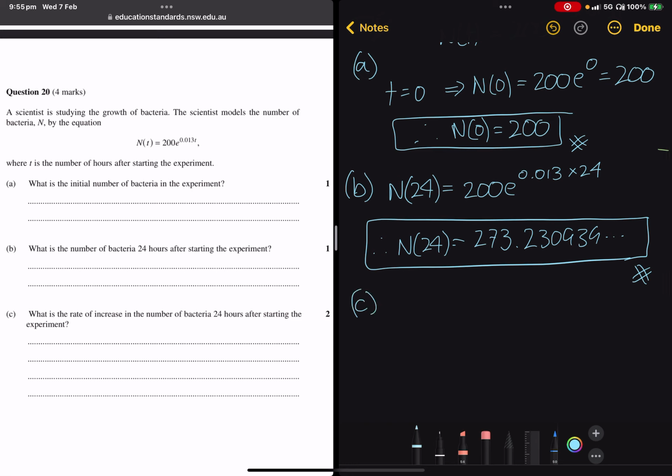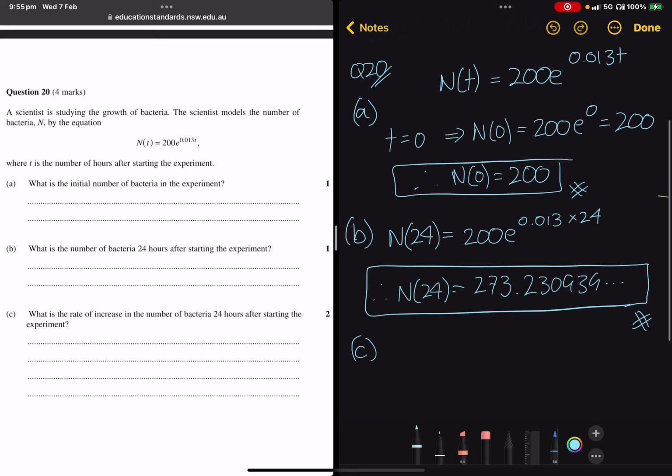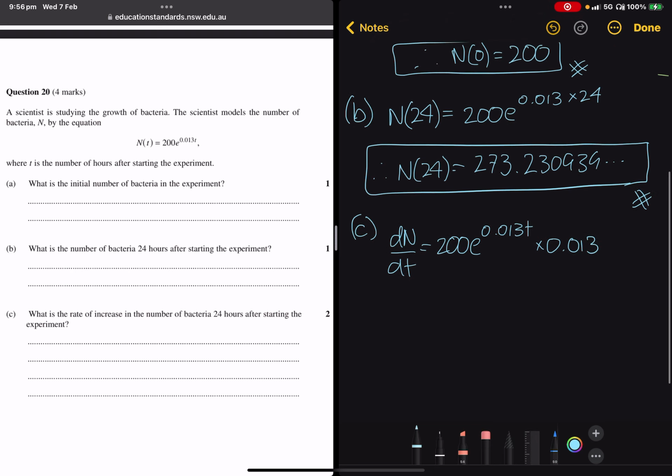And now part C. What is the rate of increase in the number of bacteria 24 hours after starting the experiment? Whenever you're asked for rate of change, it is almost always the derivative. So we need dn/dt, and we need to evaluate it when t is 24. So if we differentiate the n(t) function up the top here, we get dn/dt is equal to 200 times e to the 0.013t multiplied by the coefficient in the e power, 0.013. We now need to evaluate this.